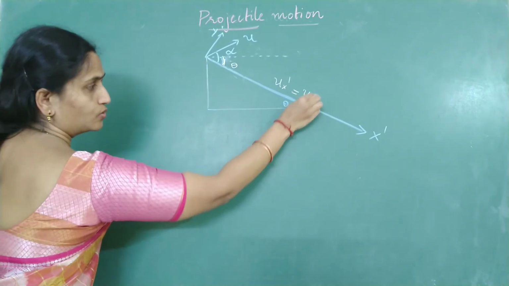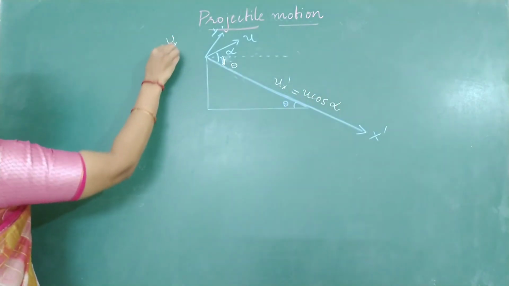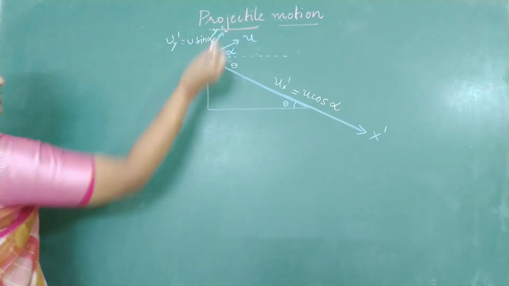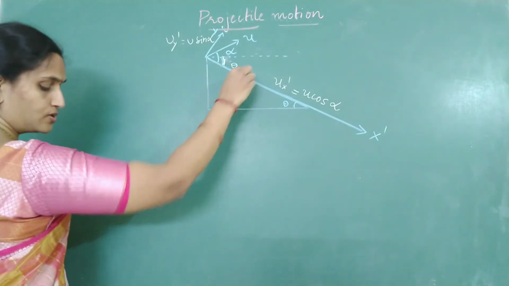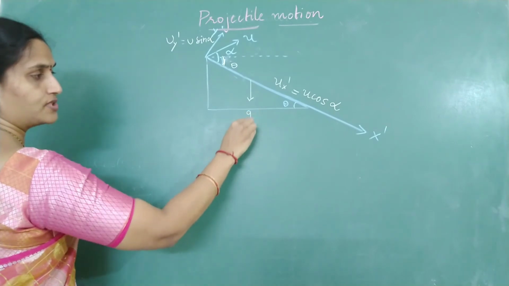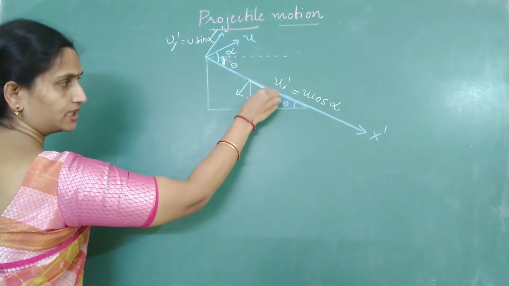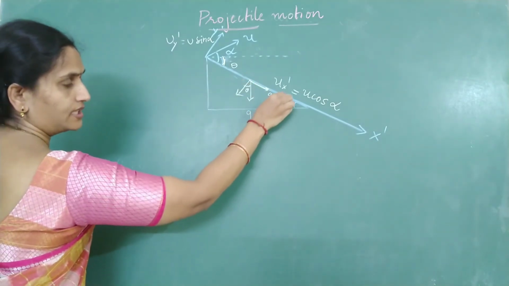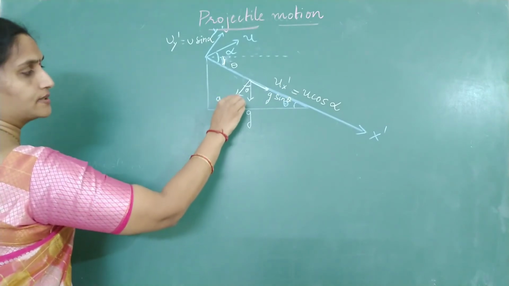ux dash is u cos alpha, uy dash is u sin alpha. We have resolved the initial velocity into components. Similarly, resolve g also into components. If this is the direction of g, what is the component down the inclined plane? This is theta. g sin theta. Here you have g cos theta.